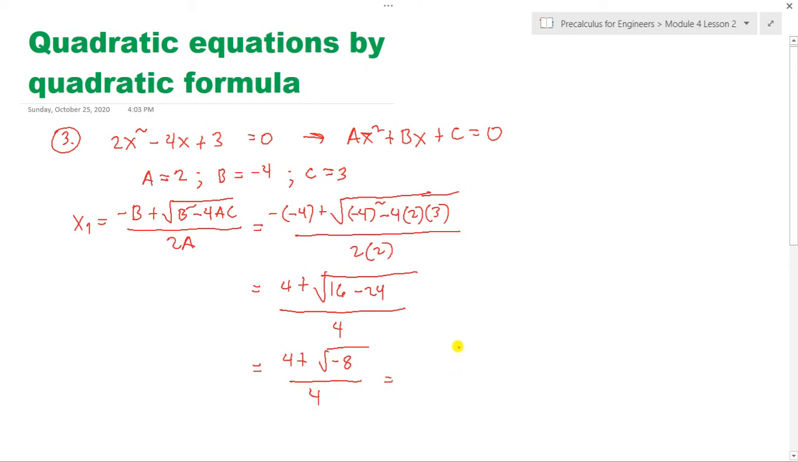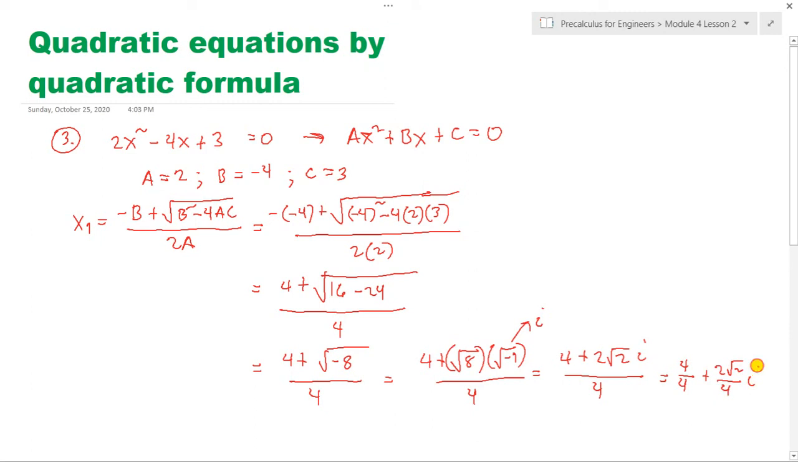To simplify this further, we can write this as square root of 8 times square root of negative 1. We all know that square root of negative 1 is an imaginary number i, all over 4. So therefore we can say that this is 4 plus square root of 8, which can be further simplified as 2 square root of 2. So that is 4 plus 2 square root of 2 i all over 4. We can break it down into 4 over 4 plus 2 square root of 2 over 4 i.